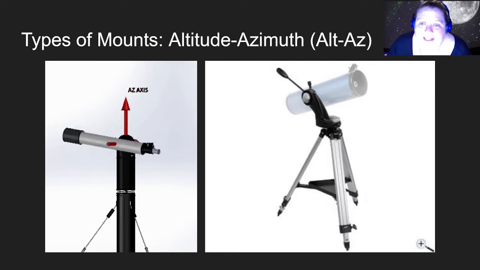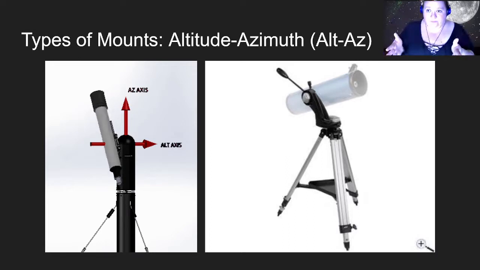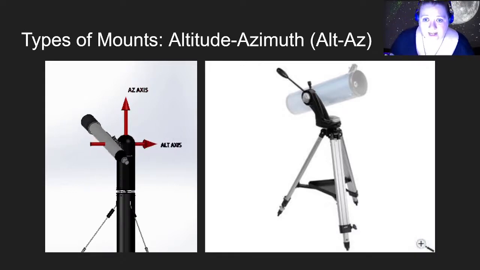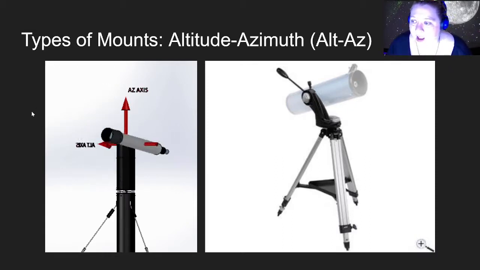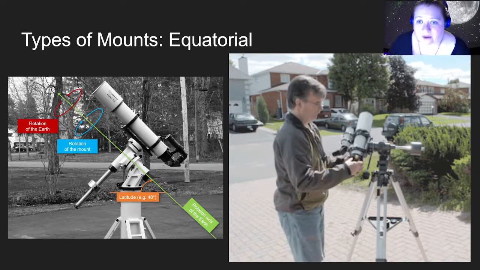And the general idea is this mount moves your telescope side to side and up and down. It's a very intuitive way of moving your telescope and is usually the best option for beginners because it is just side to side, up to down. Very easy to move, very easy to understand what you need to do to move the telescope from one position to the next.